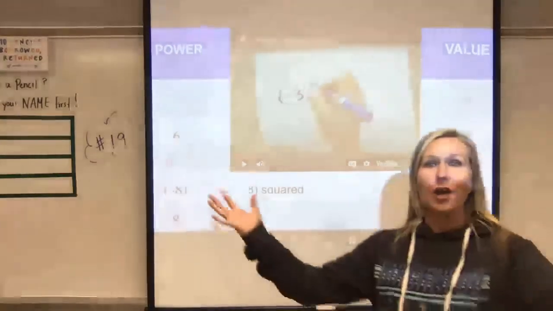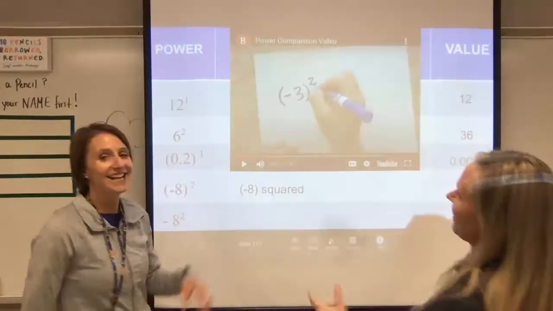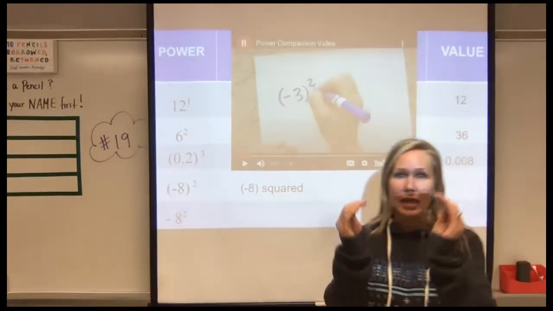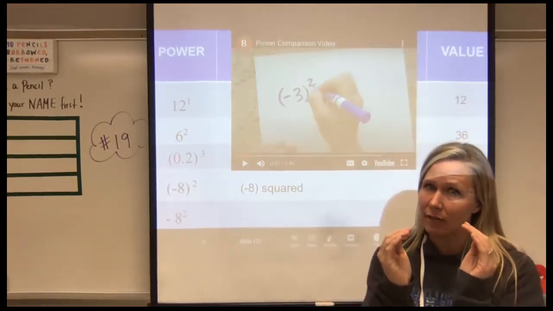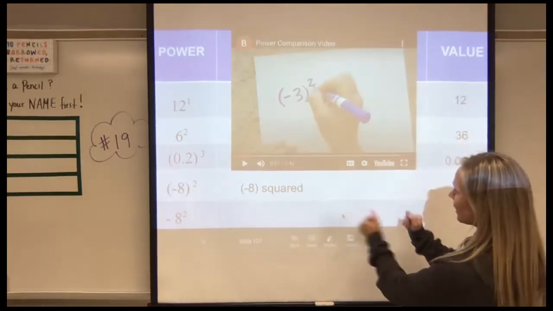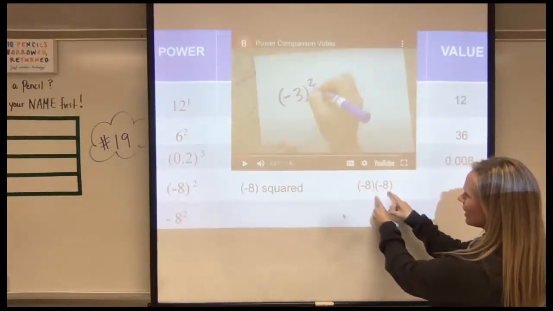Or squared, because we have that fancy word. So we've got -8 times -8. Now we want to keep the parentheses around those -8s. We want to hold the negative with them. Yeah, there we go. -8 times -8, just like that.